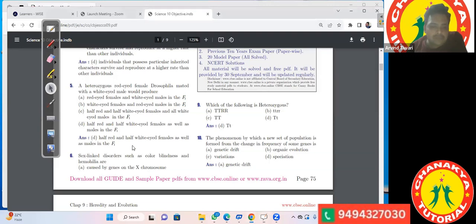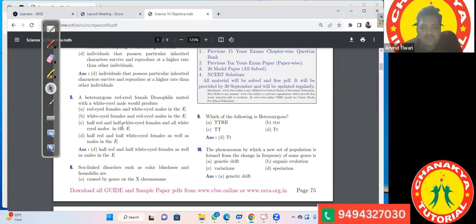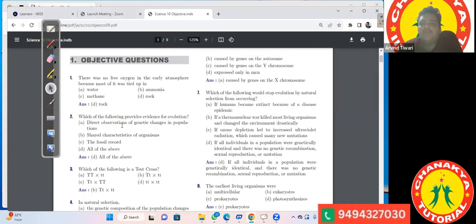Now, sex-linked disorders such as color blindness and hemophilia are caused by genes on the X chromosomes, or caused by genes on the autosomes, caused by genes on the Y chromosomes, or expressed only in men.